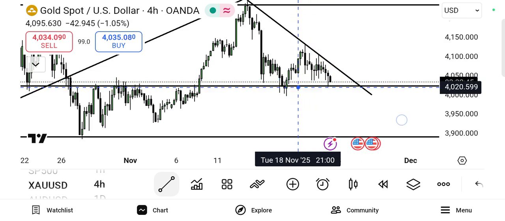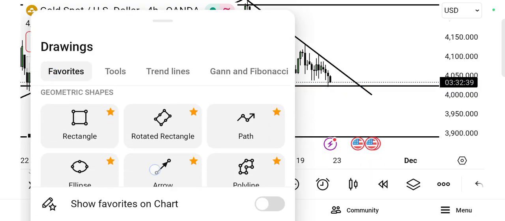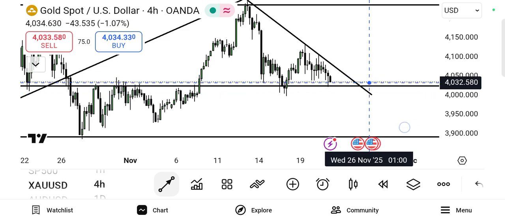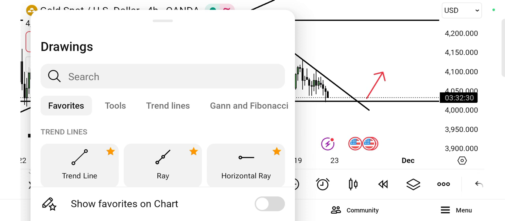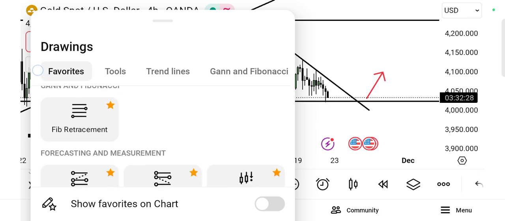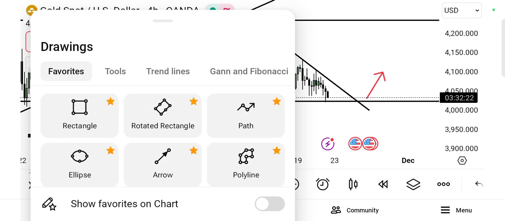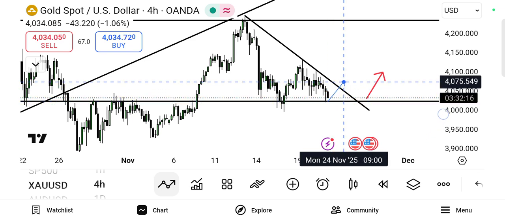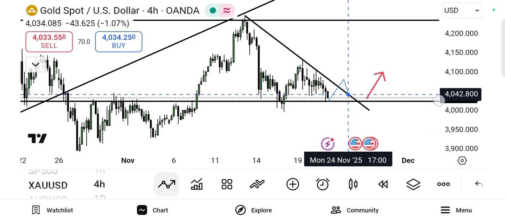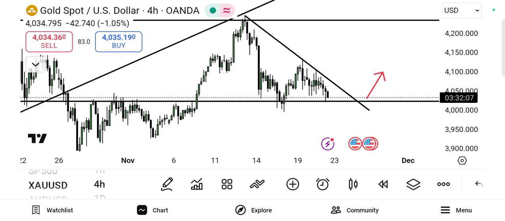Now as I saw this double bottom here, I was expecting a push to the upside, at least a push to the upside. Are you getting me? A push to the upside. But if that double bottom should hold, something like this will happen: a breakout, a retest, continuation. That's what I will be waiting for. Once I see that, I'll be taking advantage of it.